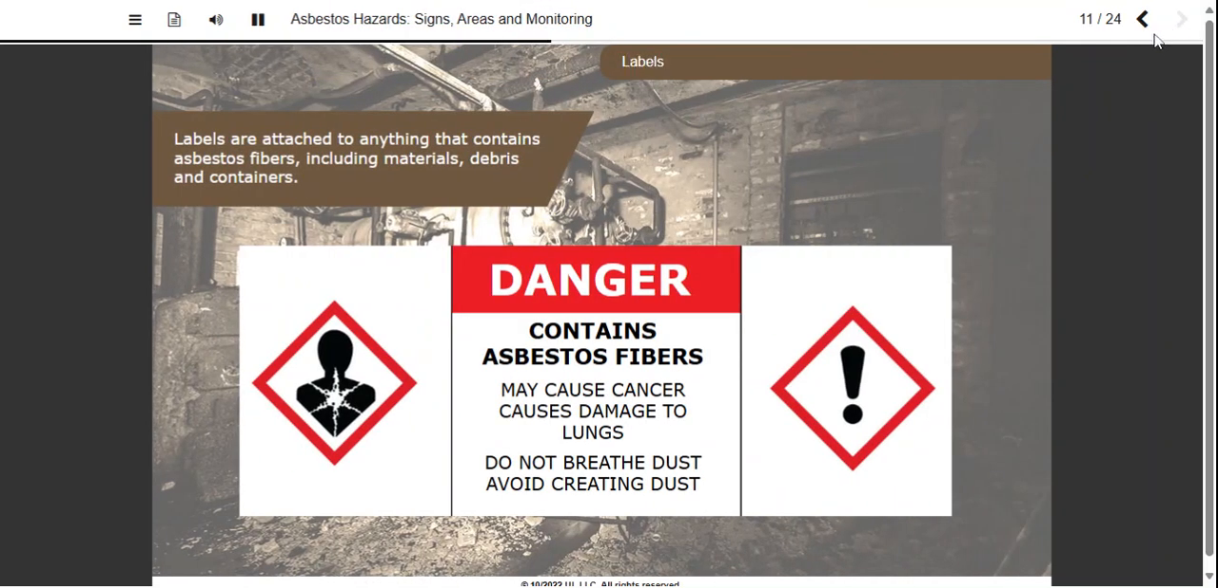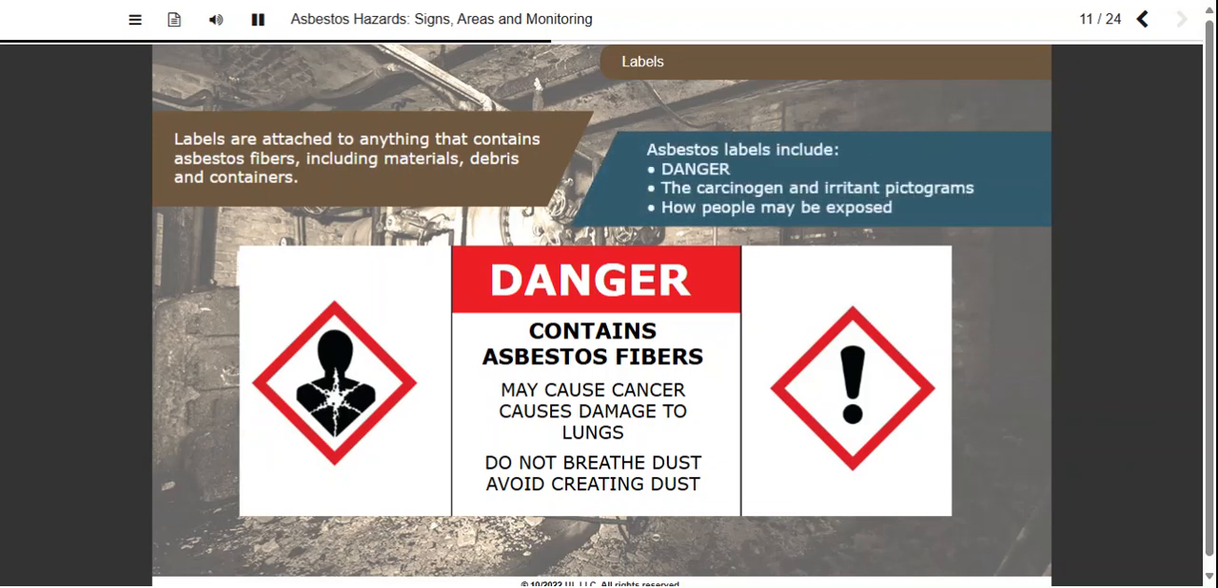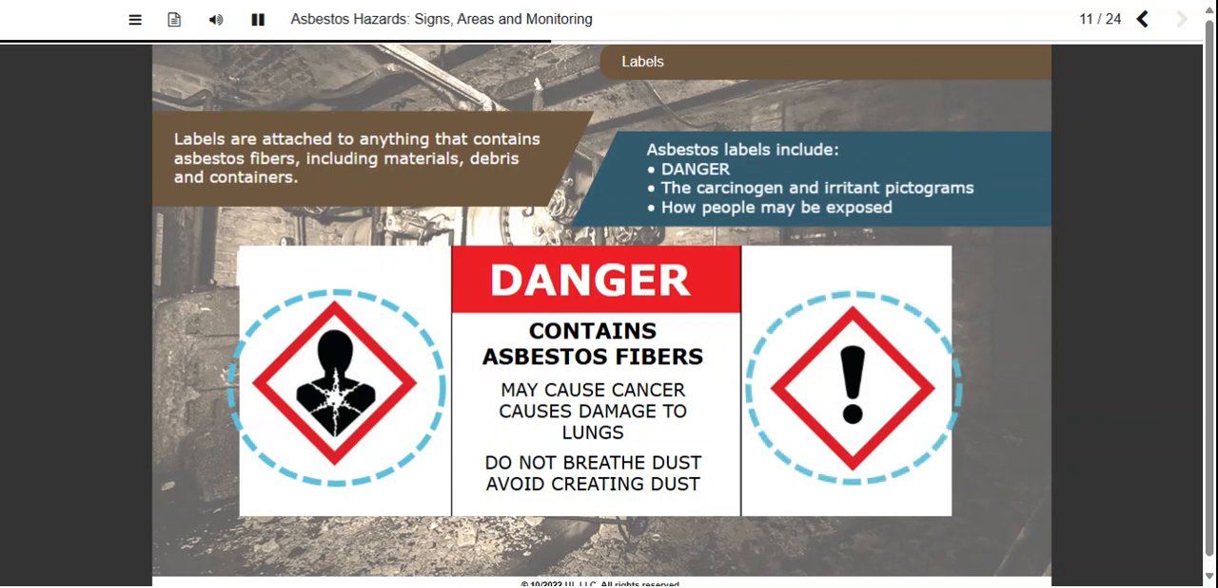Labels are attached to anything that contains asbestos fibers, including raw materials, mixtures, scrap, waste, debris, and other products containing asbestos fibers as well as to their containers. Like signs, labels include the signal word danger and declarations about the presence and hazards of asbestos. Asbestos labels include the pictograms that indicate it is a carcinogen and an irritant. The carcinogen pictogram is a person with a white tumor overlay. The irritant pictogram is an exclamation point. Both are black with white backgrounds and red diamond frames.